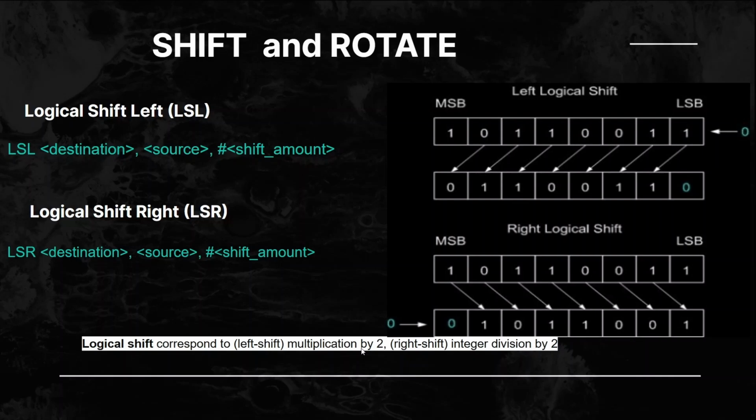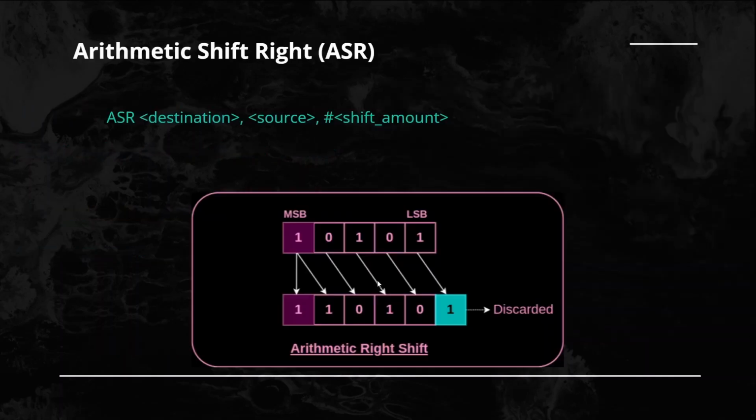Now let's look at the arithmetic shift right. The arithmetic shift right is a little bit similar to the LSR, the logical shift right. The ASR instruction shifts the bits to the right by the specified number of positions. The most significant bit is replicated to fill the leftmost bits. This operation is used for signed numbers and maintains the sign of the original value.